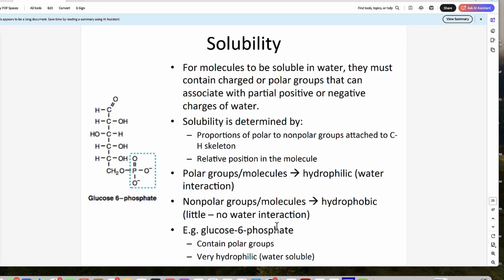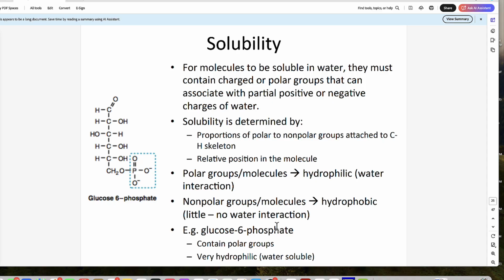Okay, so solubility is the ability of a molecule to interact with water, primarily with water, right, or in an aqueous environment. In order for a molecule to be soluble in water, it must contain charged or polar groups that can associate partially. So having partial negative, partial positive charges, like we saw last chapter with CO2 and water. So how is solubility determined? The proportions of the polar to non-polar groups in the carbon backbone, okay, in that carbon skeleton.